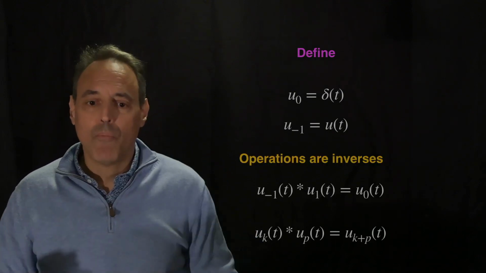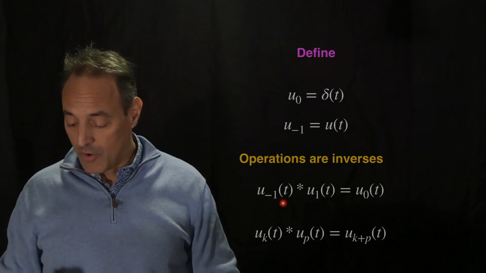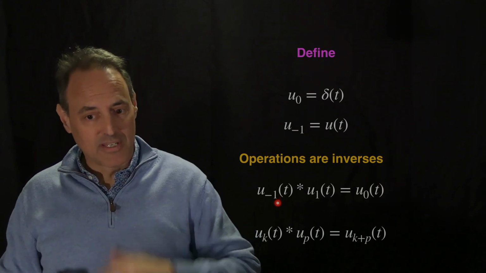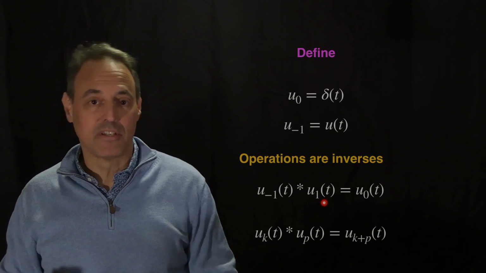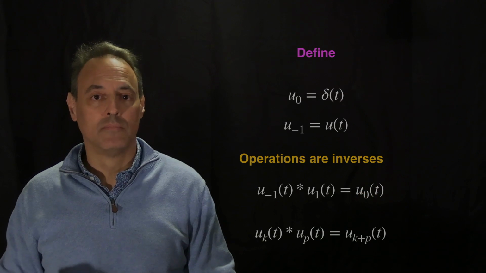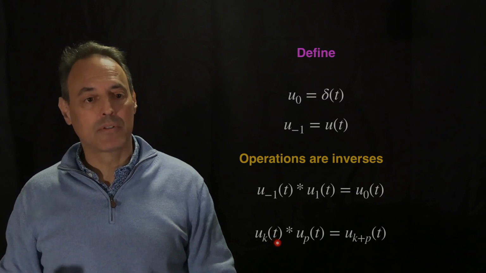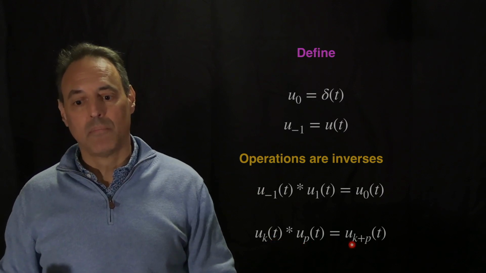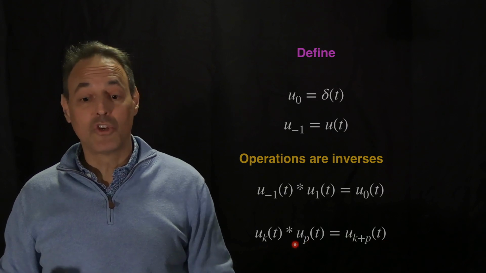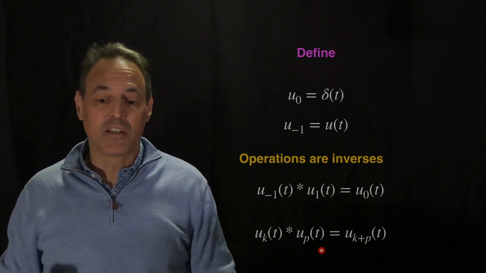More than that, these operations are inverses of each other. So u minus 1, which is an integration step, and u1, a differentiation step, basically undo each other to give you back to where you were. Okay? Back to u0. More generally, if I have k steps and p steps, my overall convolved piece is u of k plus p. So these could be 2 and 3, or it could be 2 and minus 3, which would give you minus 1 here. So this is a nice representation.